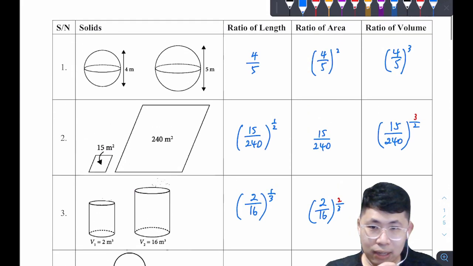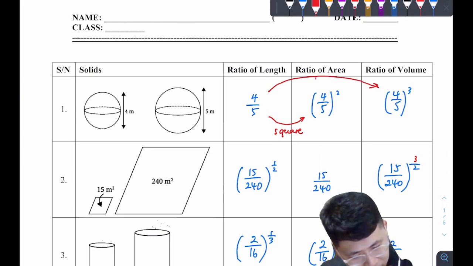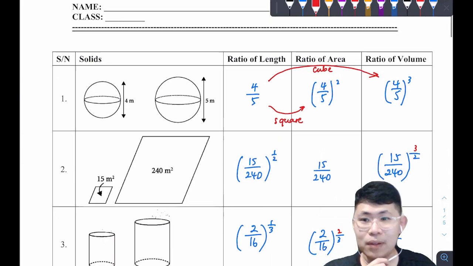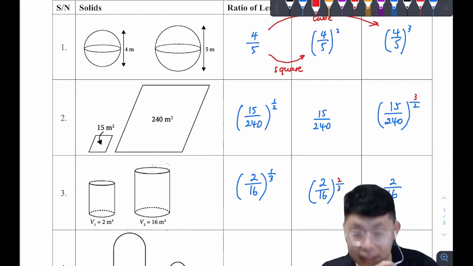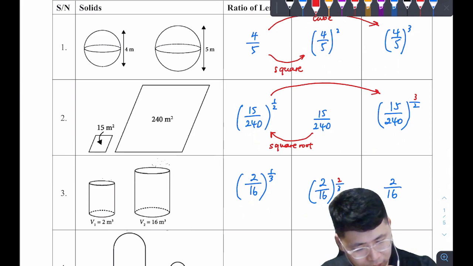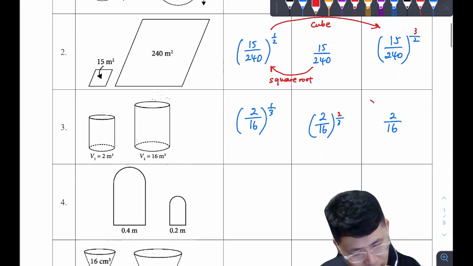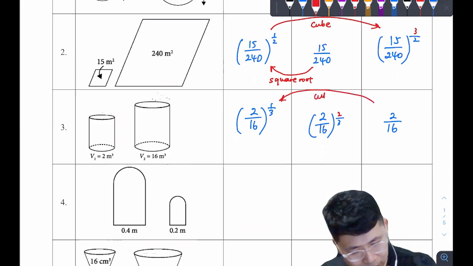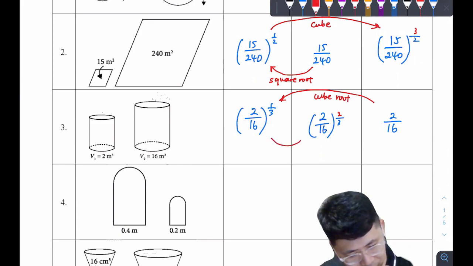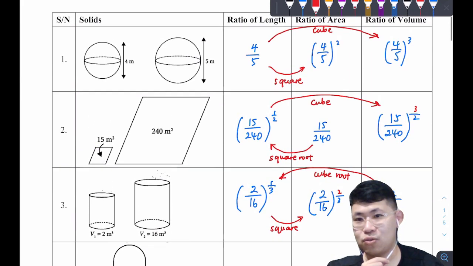So let's take a look at the motion. From length to area we square, then from length to volume we cube. Now if you look at this example, given the area, in order to go back, the reverse of a square is to take a square root, and to go forward we will need to cube. One last thing: given the volume, the forward is cube, the backward is going to be cube root, and to move to area we square. So this is what we do for these three questions.